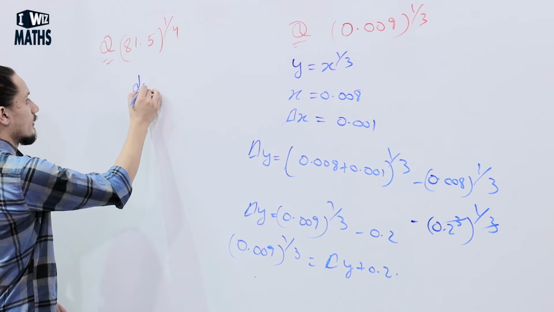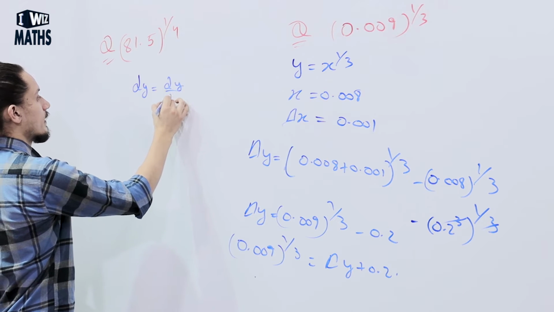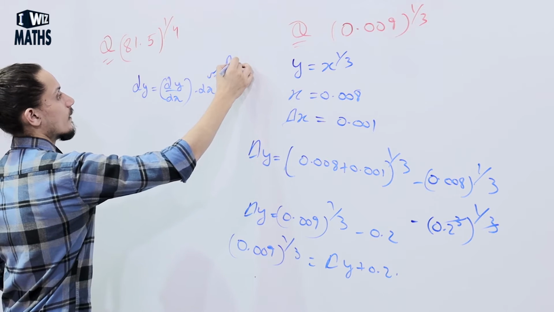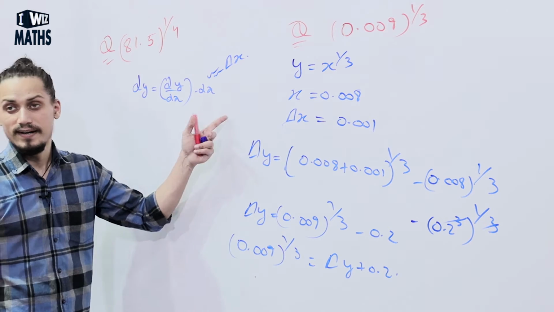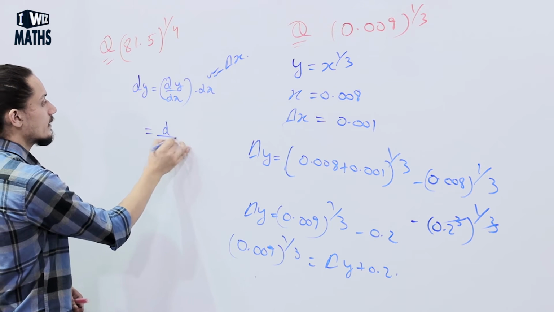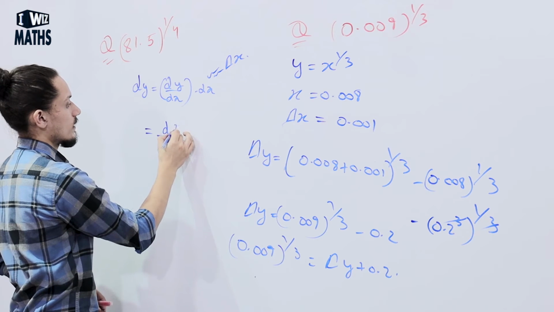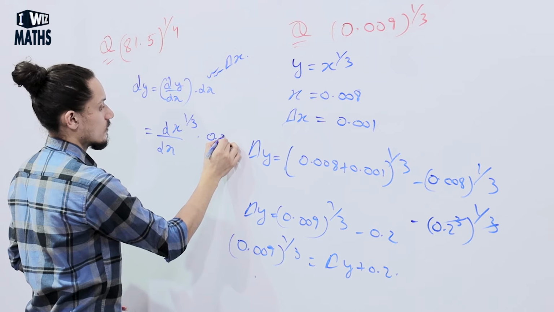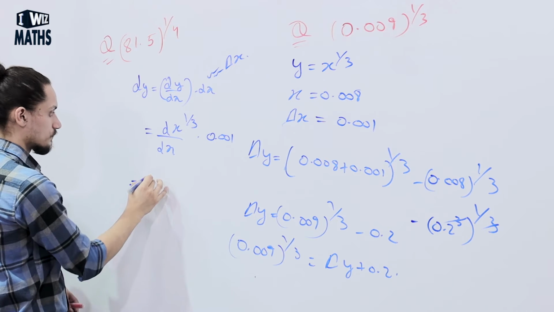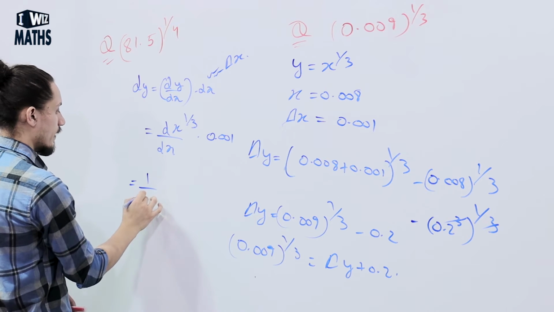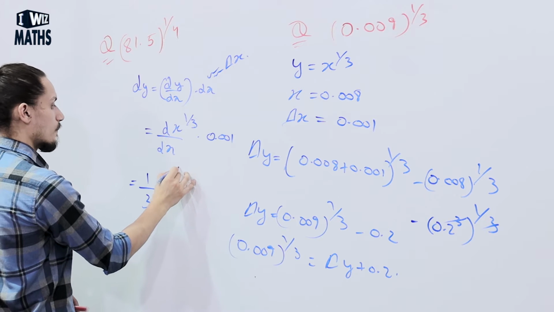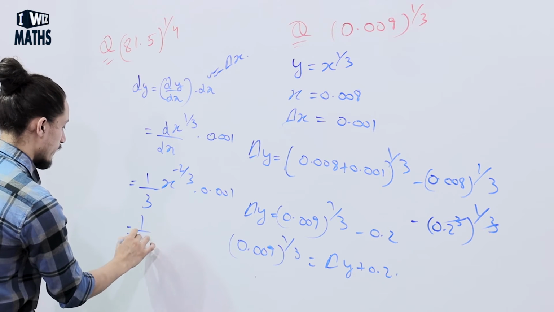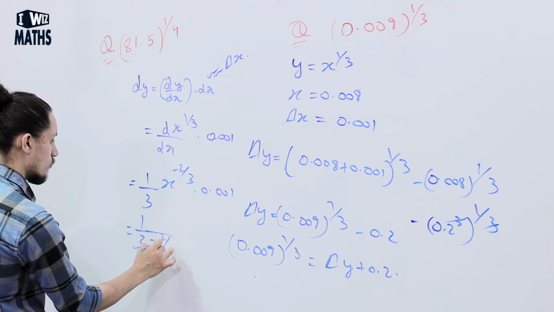So we know dy is equal to dy by dx into dx. Now dx is approximately equal to delta x. So replacing dx by delta x, we get dy = d/dx of x raised to power 1 by 3 into delta x, which is 0.001. The derivative of x^(1/3) is 1 by 3 x raised to power minus 2 by 3 into 0.001, which is equal to 1 by 3 into x raised to power 2 by 3 into 0.001.